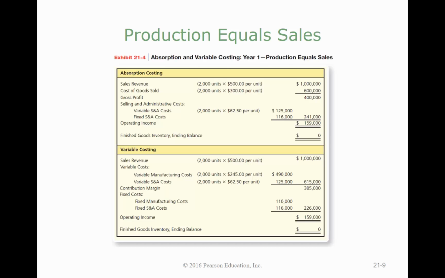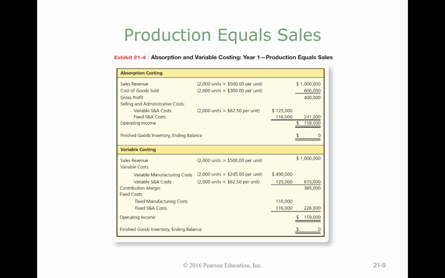All right, that's easy. We've done this sort of thing before. If under variable costing, we do our sales revenue is $1 million. Our variable costs include the variable manufacturing costs, the variable selling and admin costs. So contribution margin is $385 minus our fixed manufacturing costs, fixed selling and administrative costs, gives us operating income of $159. So when our production equals sales, our operating income will be the same under either methodology, absorption or variable costing.